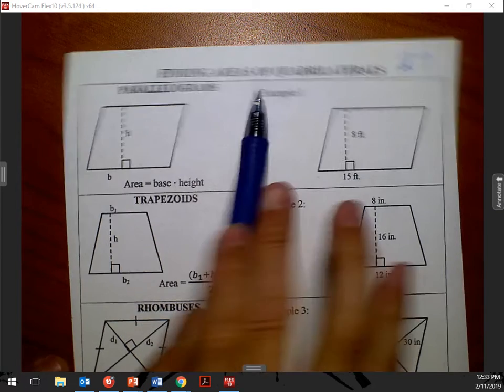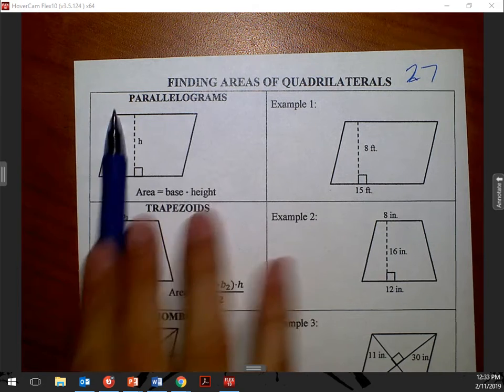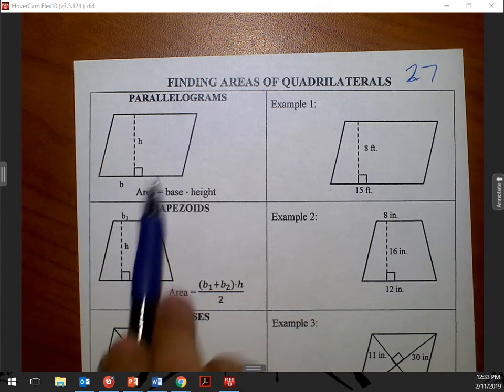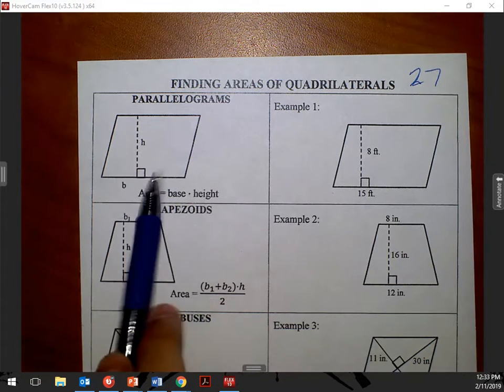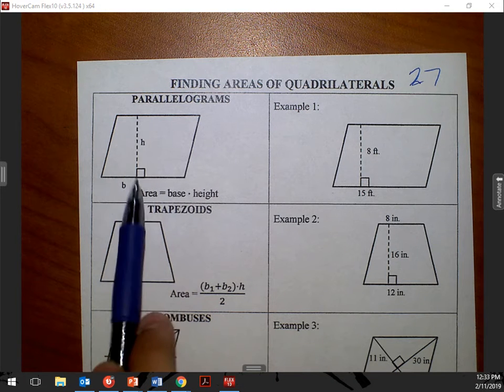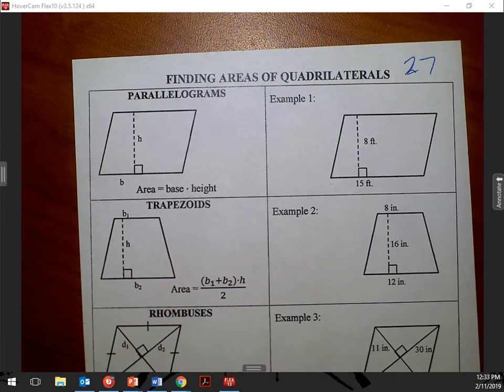So for this one right here, a parallelogram. A parallelogram means the opposite sides are parallel. And when it's going to be the base, which is here, it's also going to be the same up here. The height has to go straight up and down, kind of like the triangle that we did the other day. So it's base times height. That's it. So, for example 1, my area.